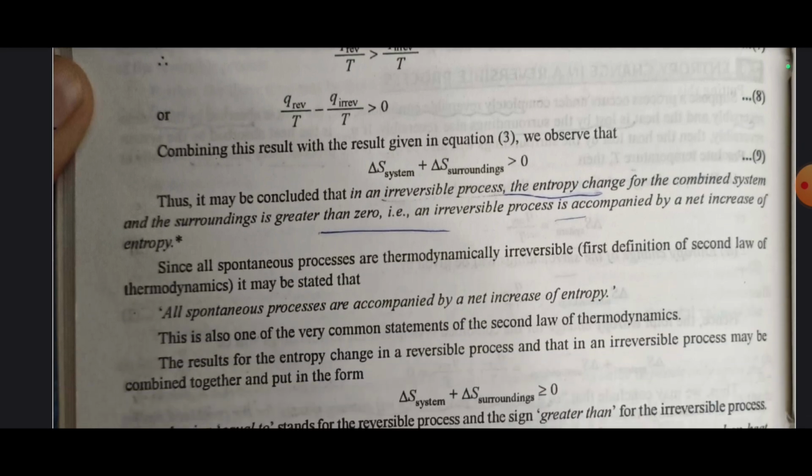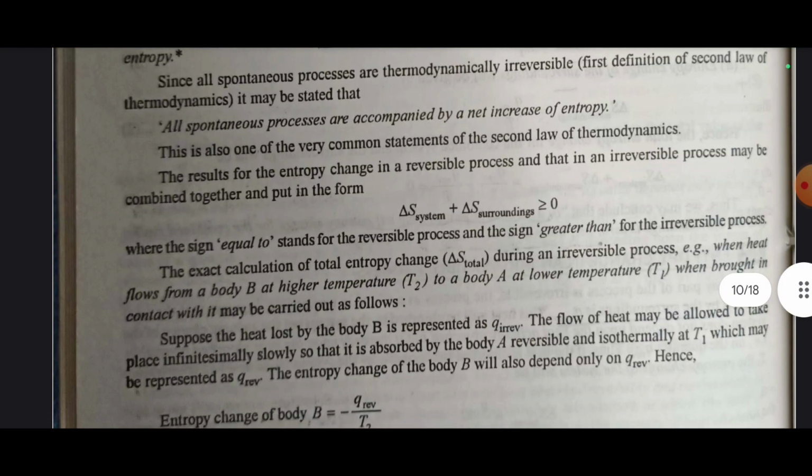Thus, it may be concluded that in an irreversible process, the entropy change for the combined system and the surrounding is greater than 0. That is, an irreversible process is accompanied by a net increase of entropy. Since all spontaneous processes are thermodynamically irreversible, it may be stated that all spontaneous processes are accompanied by a net increase of entropy. This is also one of the very common statements of the second law of thermodynamics.